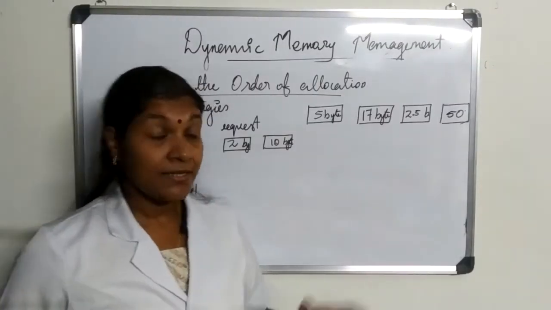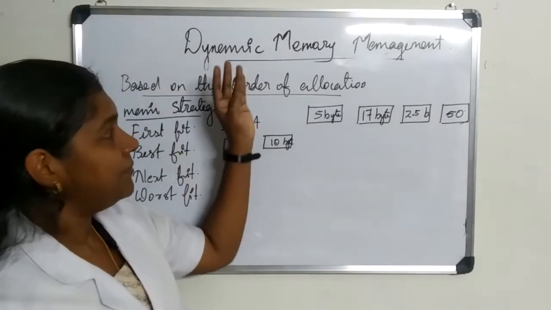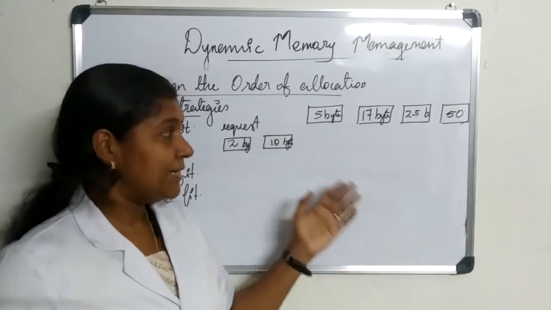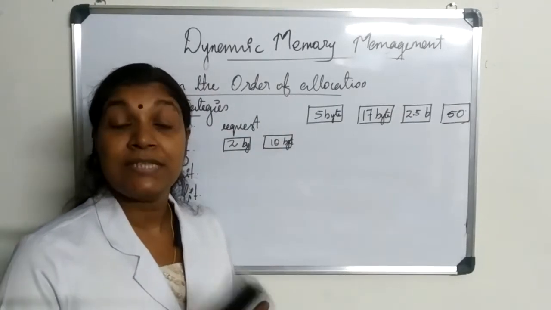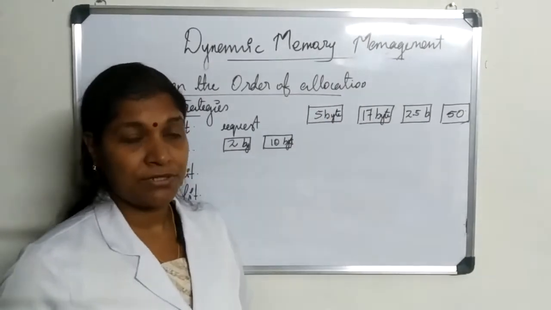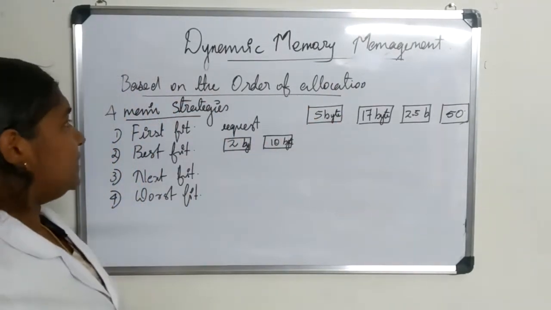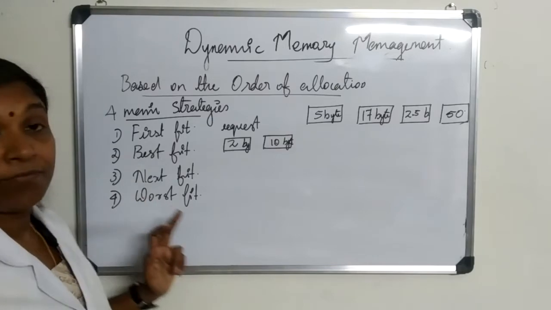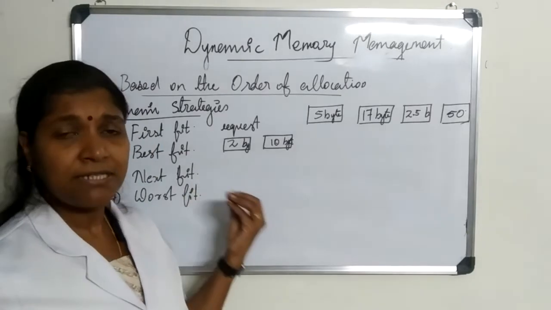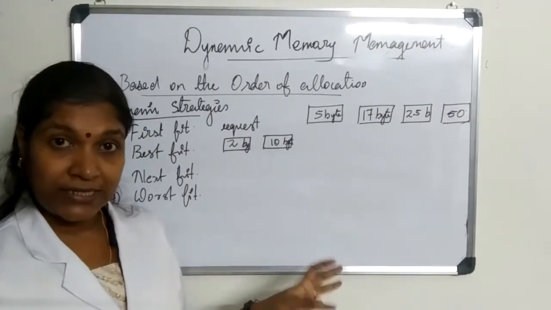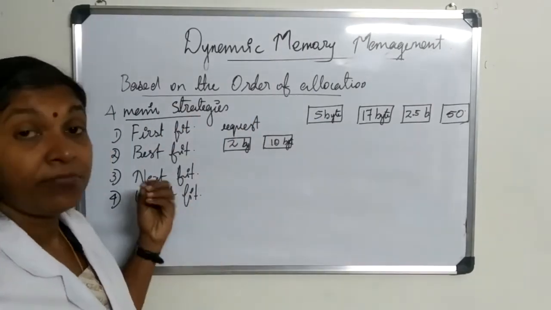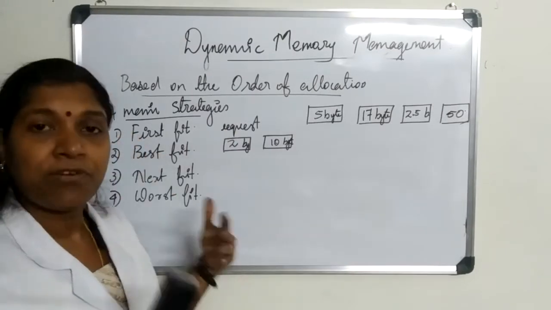Next we are considering the next classification of dynamic memory allocation schemes, based on the order of allocation. The order of allocation means how the incoming request is satisfied, in which order it is getting allocated, or how that request is being processed. Based on that order, there are four main strategies: first fit, best fit, next fit, and worst fit. Normally in our data structures or in C programming, almost all the terms work based on their meaning, so it is very easy to remember the working of each of these strategies from the name itself, because the name reveals its operation.